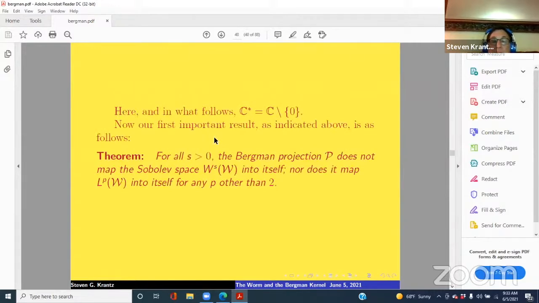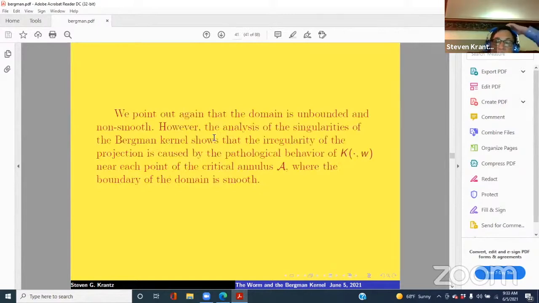Now, our first important result, as indicated above, is this. For all s bigger than 0, the Bergman projection P does not map the Sobolev space W^s into itself, nor does it map L^p into itself for any p other than 2. So we point out that this domain that we're studying is unbounded and non-smooth.